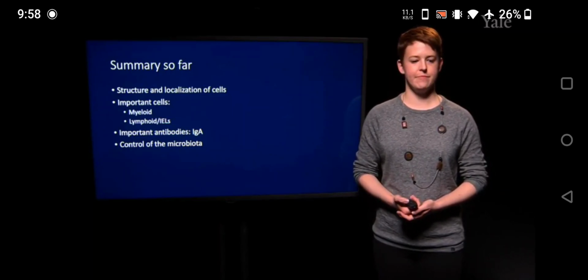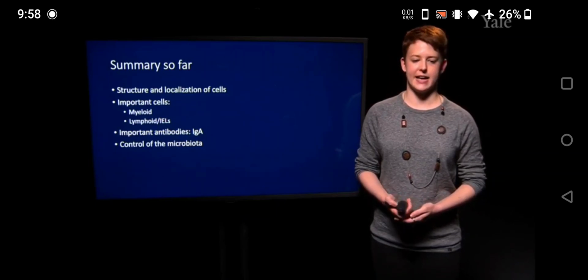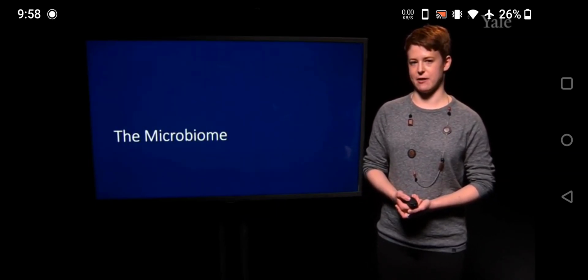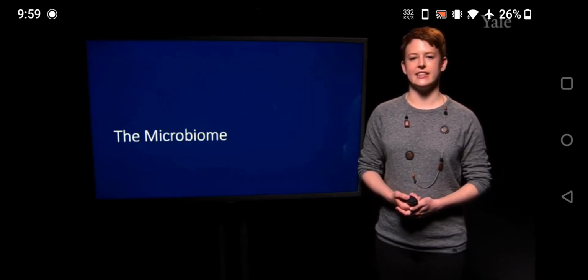And now we'll talk about control of the microbiome. Okay, so I mentioned the microbiome at the top, but really it's the population of different microbes that live on and within the surfaces of our body.